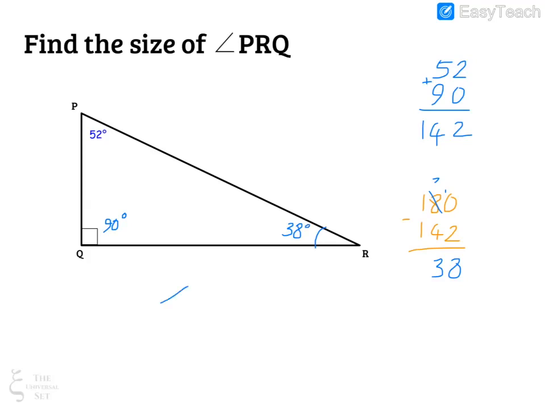So let's write it out properly: angle PRQ is equal to 38 degrees. There we go, that's my answer.